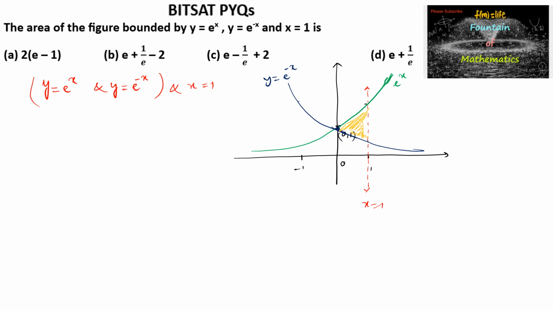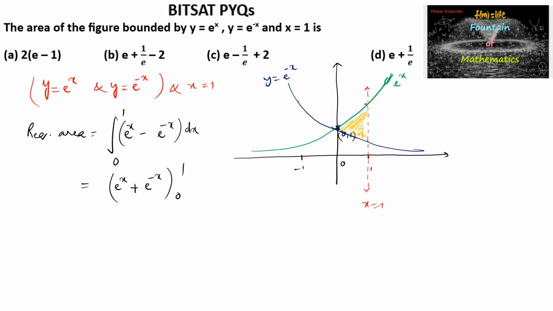So that can be given by required area is equal to integral 0 to 1 upper curve, that is e to the power of x, minus the lower curve is e power minus x dx. That is e power x, integration of e power x is e power x, minus integration of e power negative x is minus e power negative x, plus x over the limit 0 to 1.